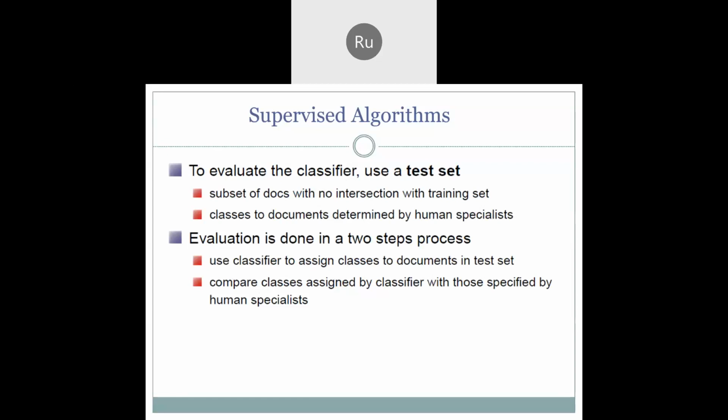Okay. So what happens is that the classifier will assign the predicted classes to the document, and then later on you need to compare the classes predicted by the classifier with the actual label given by the human specialist. Okay, so we are comparing between actual and predicted values.